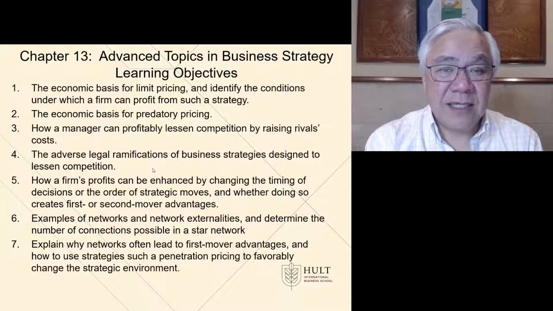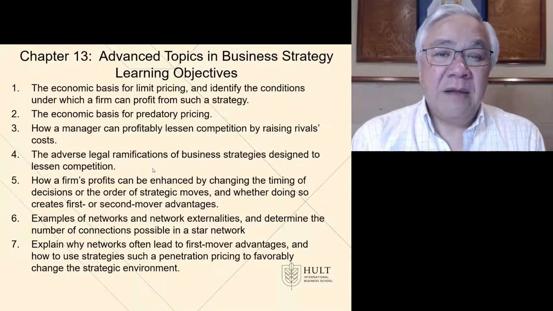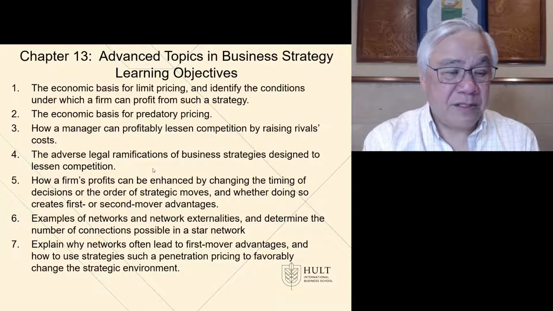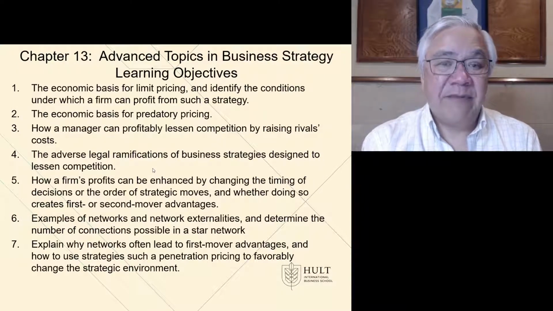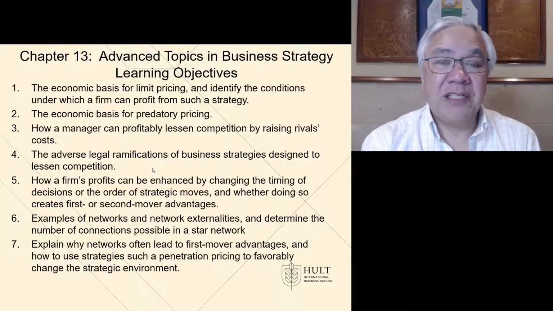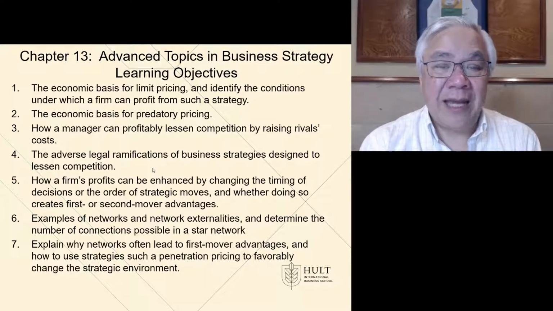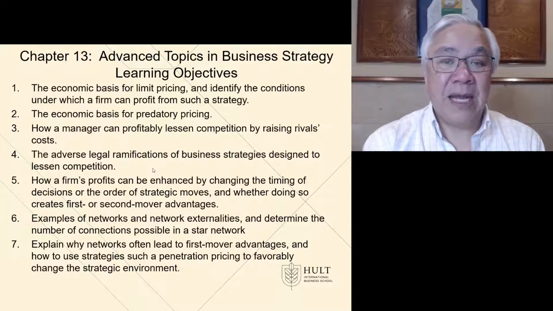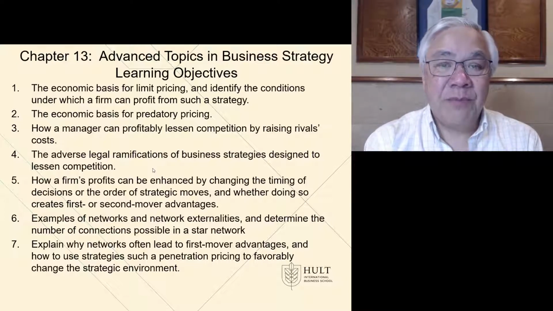Third is, can a manager lessen competition by raising their costs? Those could be the marginal costs, the variable costs, or if they have some vertical integration, employing different strategies to take advantage of supplying their competitors. Fourth is looking at the legal ramifications of what may occur if you lessen competition, namely antitrust. Fifth, how a firm can enhance profits by changing the timing of decisions in order to change a game from a one-shot game to a sequential game, and therefore preempt some of the moves that the other player may make. Six is looking at networks and externalities and how the number of connections explodes with the success of a star network.